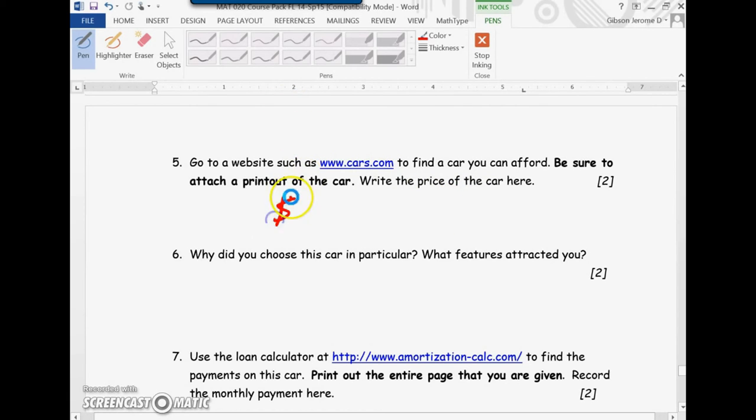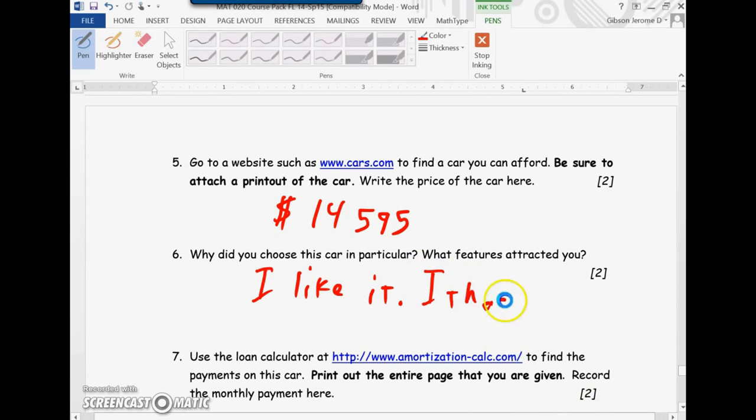Let's say I found me a car for $14,595. You know, they always have weird numbers for cars. It says, why did you choose this car? I like it. What features attracted you? It has 4 wheels. So, again, whatever it is that you find that you like about the car, you will put it there.